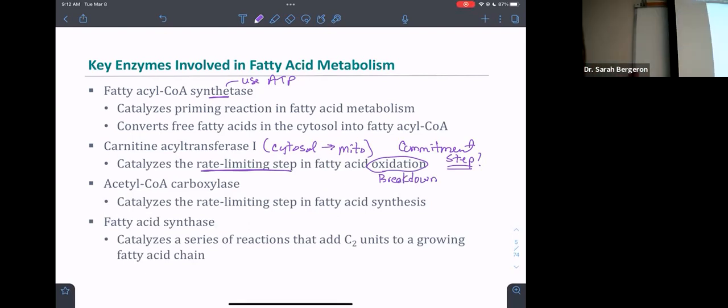But just like we talked about gluconeogenesis and glycolysis, we have competing pathways. So acyl-CoA carboxylase is the rate limiting step in fatty acid synthesis. So these two are participating in competing pathways, right? So carnitine acyl transferase 1, this one right here, is inhibited by a substance called malonyl-CoA. Malonyl-CoA is the product of the acyl-CoA carboxylase reaction.